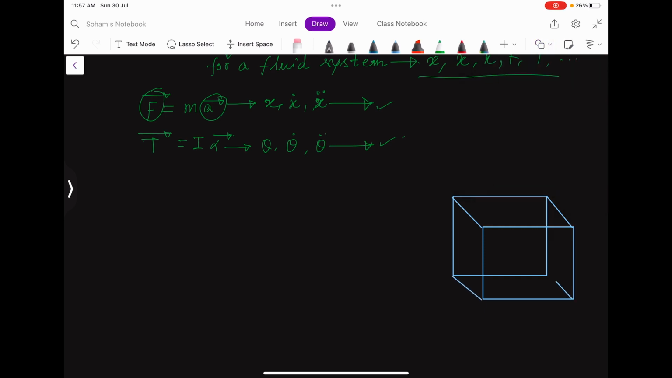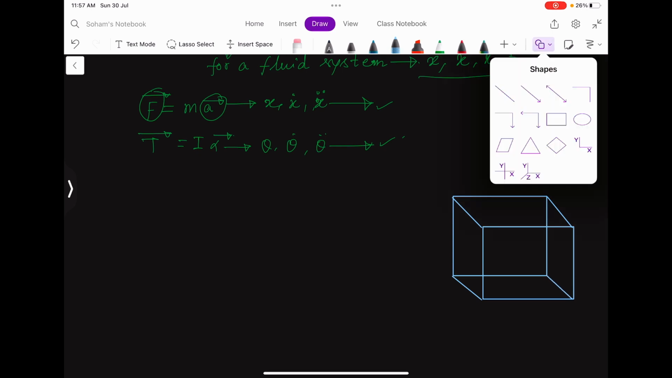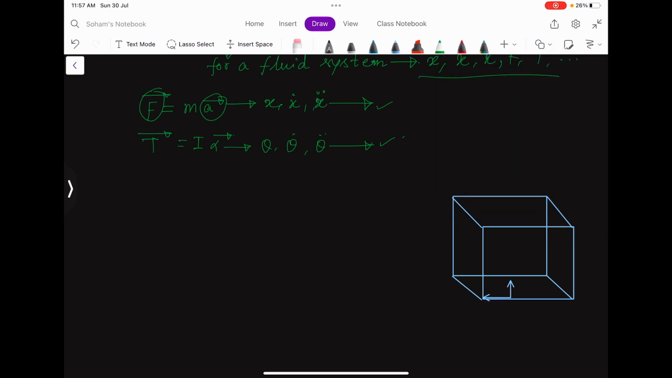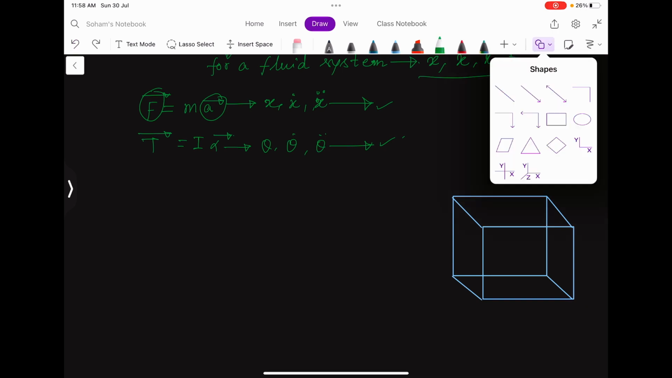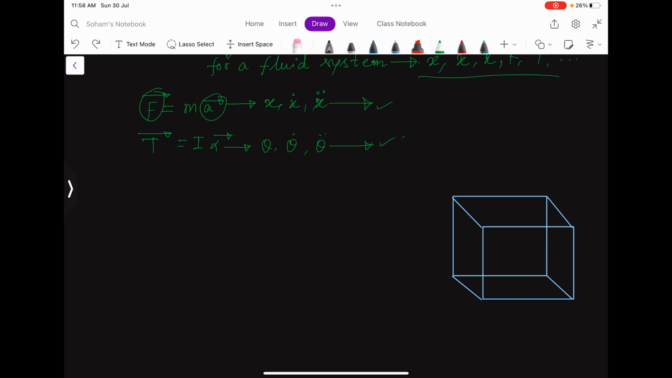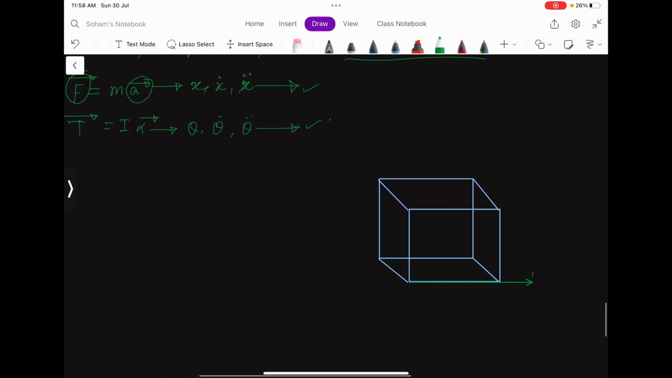Okay, so this is a cubical fluid element. And let us now draw the coordinate axis. So this is, let us say, the x-axis, and this is, let us say, the y, and this is z.